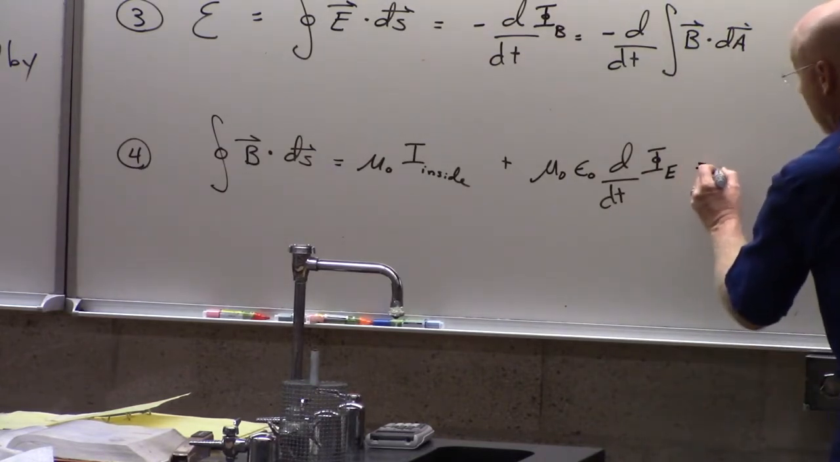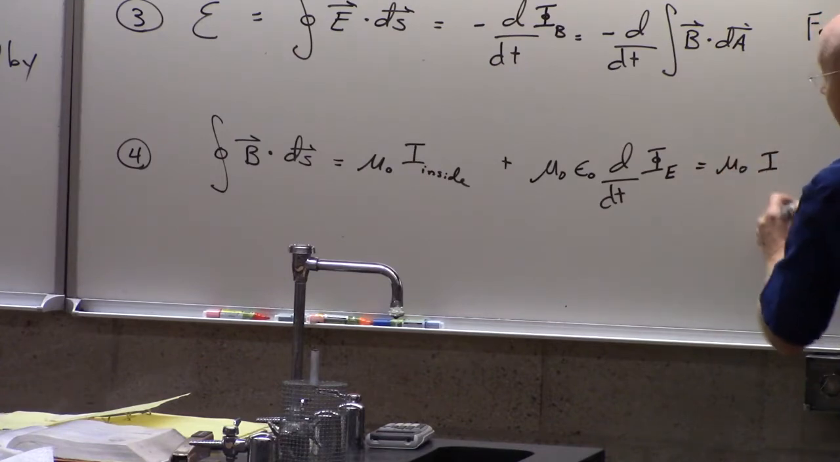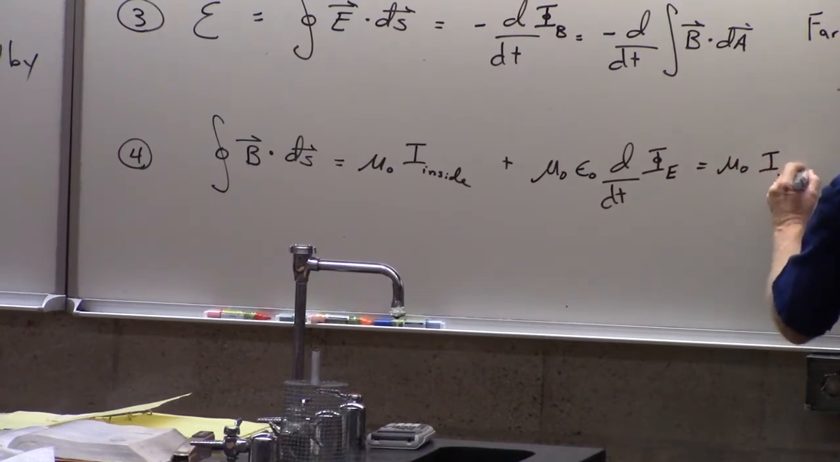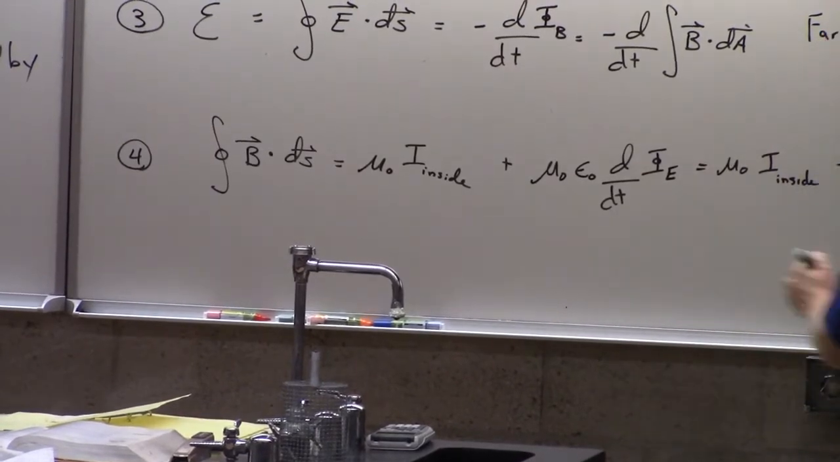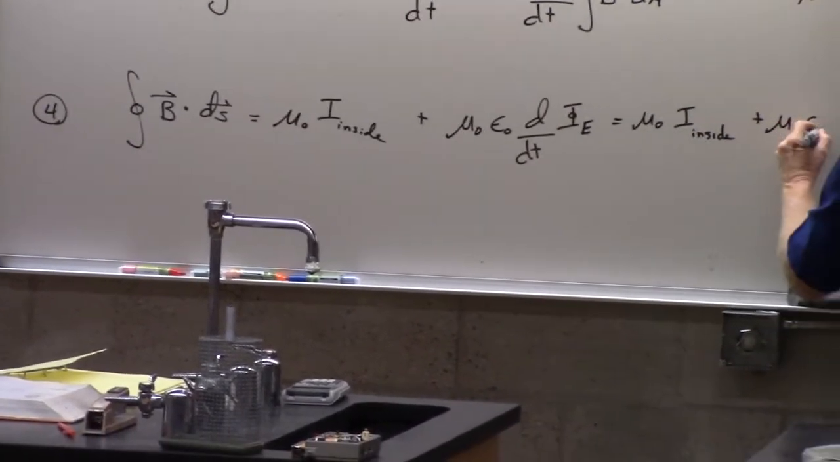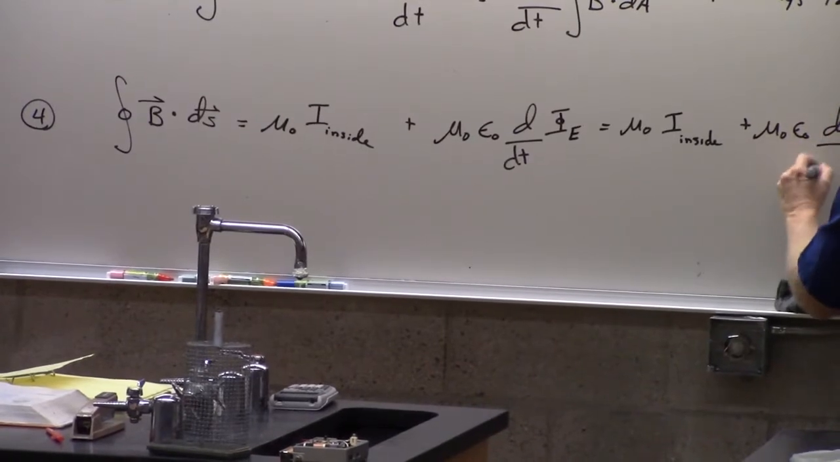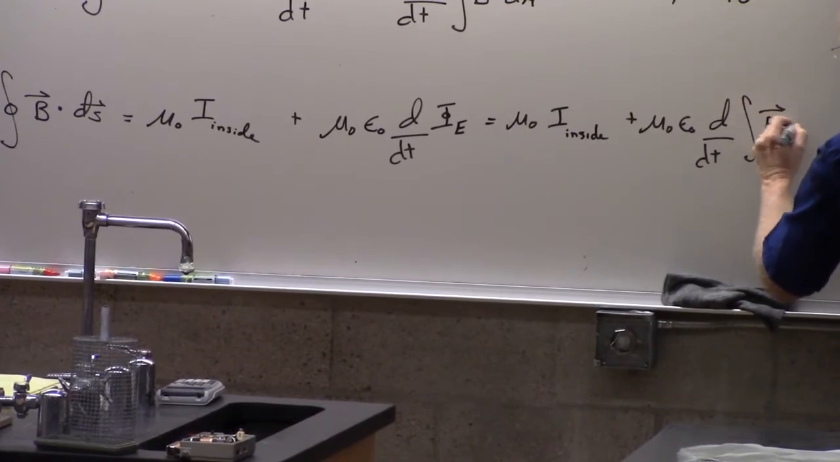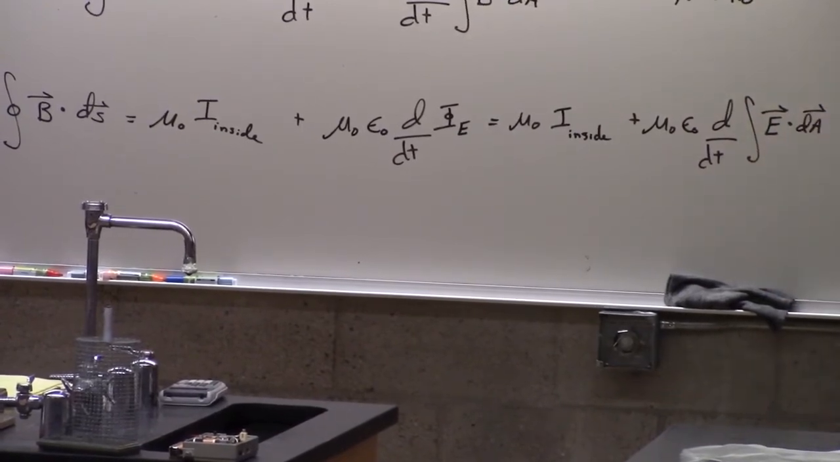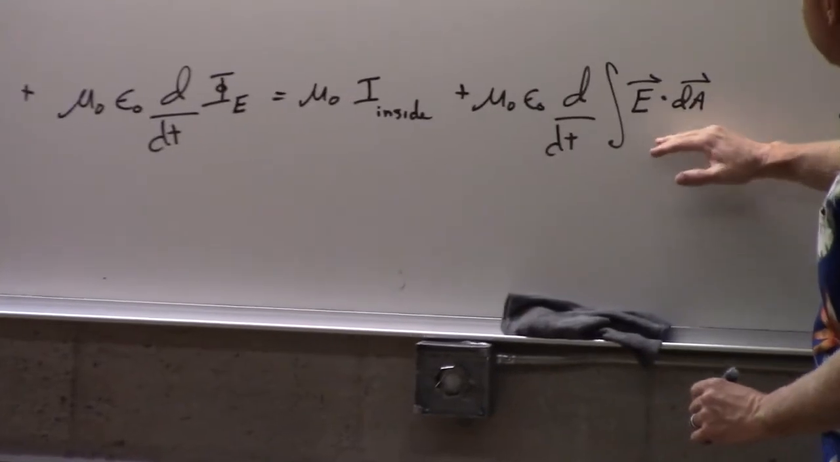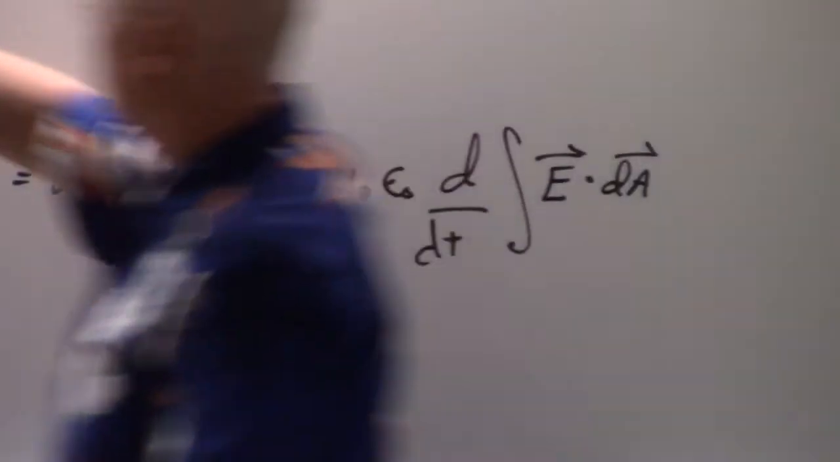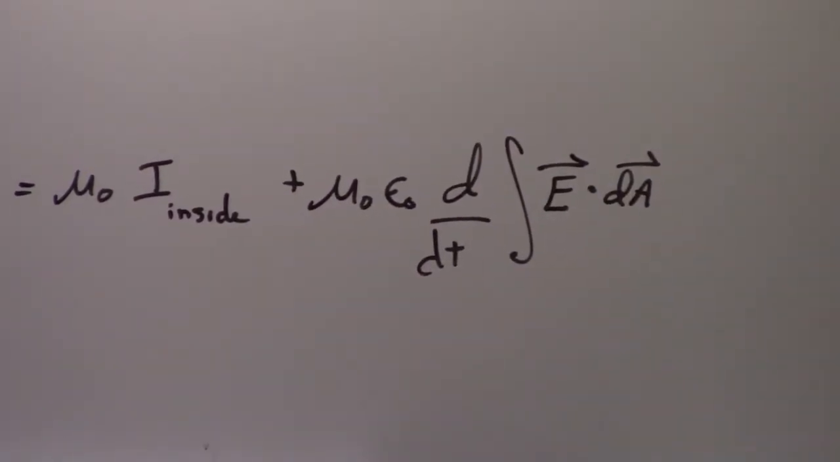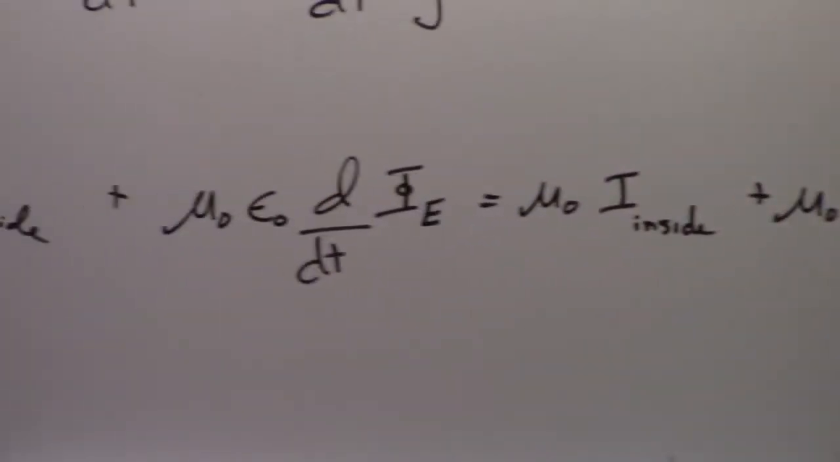And if you want, I could write this out with what the integral is, because it's kind of nice to see that this would be an integral of E dot dA. Notice again, it's not a closed surface. If it was a closed surface, we would probably substitute Gauss's law back into here, but that's not what we have. This would be the surface that is enclosed by this loop.